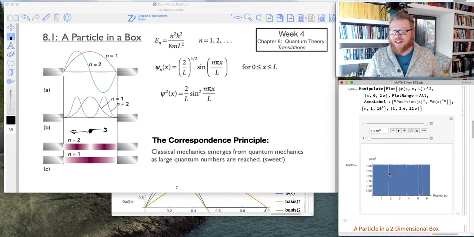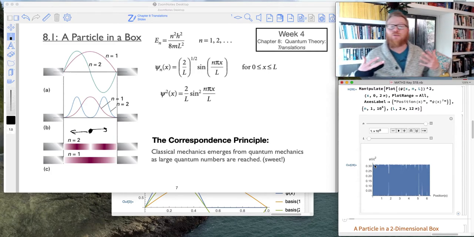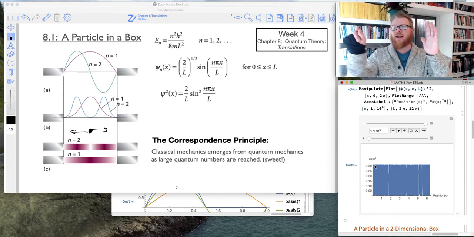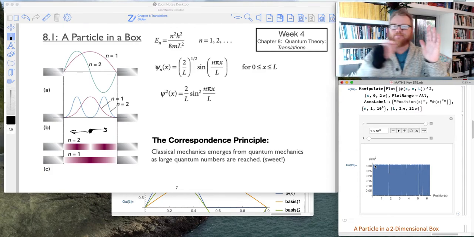Well, it looks like basically the particle can exist anywhere along this path, which is actually what you would expect from classical mechanics. If we're imagining classical mechanics, our particle is just moving back and forth, right? We expect that it can exist anywhere along here, okay?